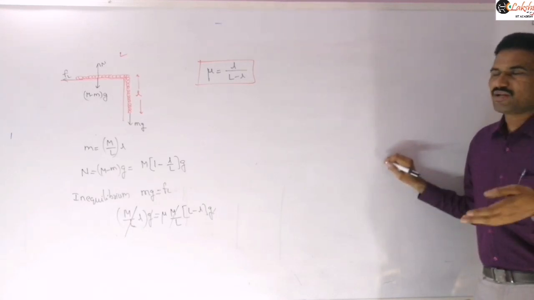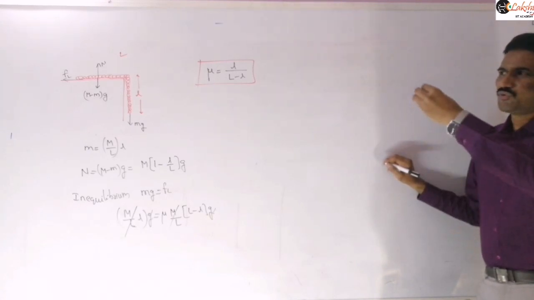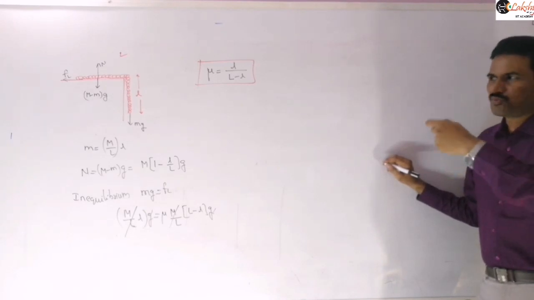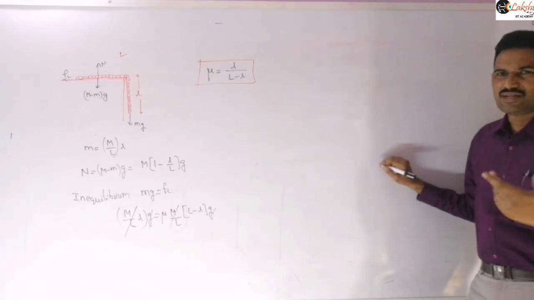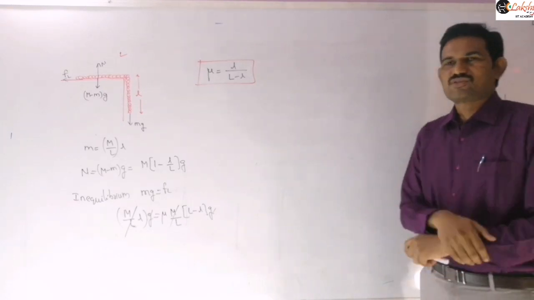In work and energy, they will ask other questions, like if you release the chain from that position by a slight disturbance, or just pull it slightly downwards, what will be the velocity? They will ask such energy related questions there. But here, this is the coefficient of friction question.